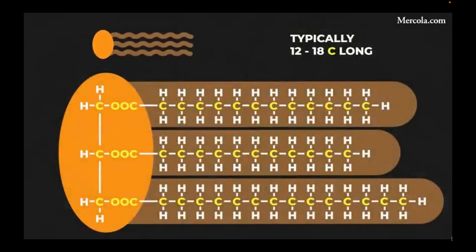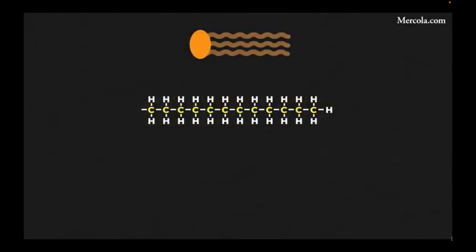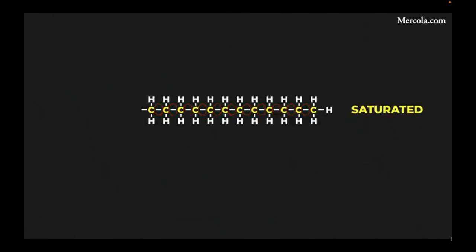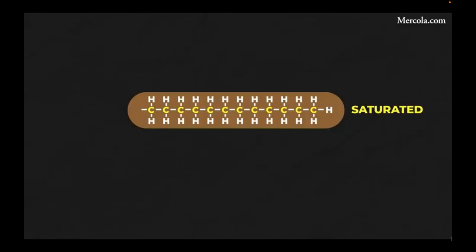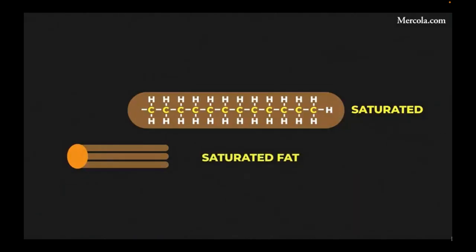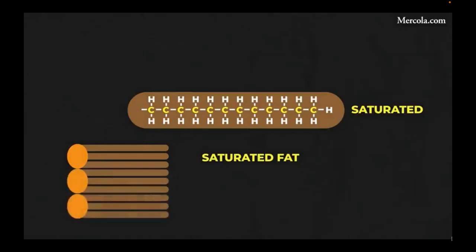Each tail is a long hydrocarbon chain, which is simply a carbon skeleton bound to hydrogen atoms. When all the carbons are fully bound to hydrogens, the fatty acid is said to be saturated, as all the bonds between the carbon atoms are single and the carbon chain has a straight shape. A fat molecule made entirely of saturated fatty acids is called a saturated fat. Due to their straight tails, saturated fats tend to be solid at room temperature.